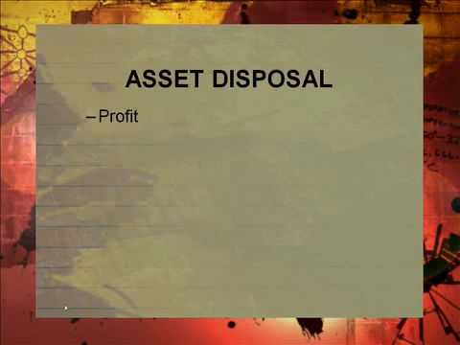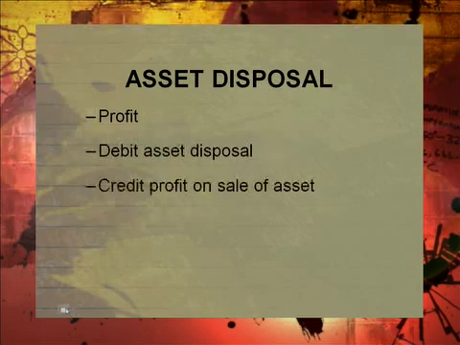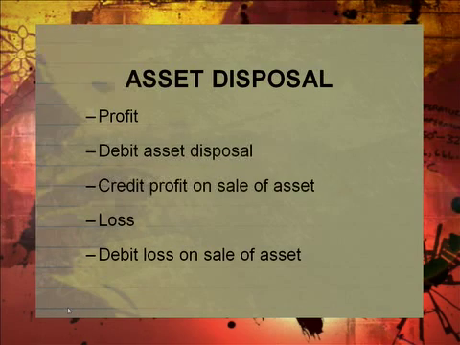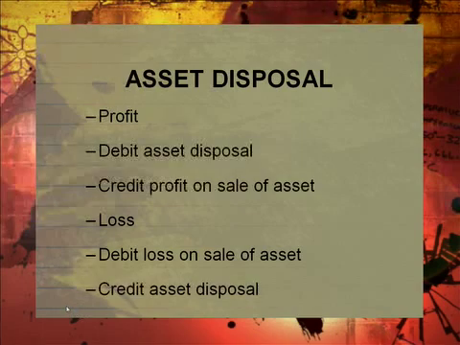Okay, so obviously if there's a profit on sale of asset, my double entry will be debit the asset disposal, credit profit on sale of asset. Income, therefore credited. And if there's a loss, my double entry will be debit loss on sale of asset and credit my asset disposal.